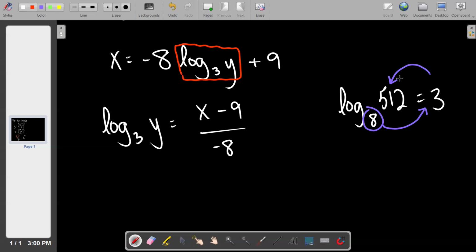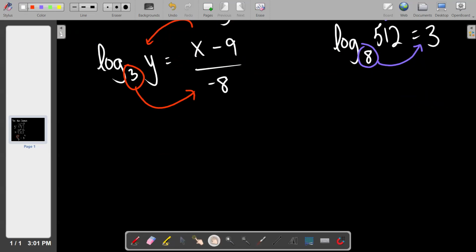And that's important because, like you said, we're going to take now and raise 3 to the power of this and set it equal to this. That's how we're going to free the y from its captivity, so to speak. So our final answer in this problem, believe it or not, it is done, is going to be to say that the inverse y is equal to 3 to the power of x minus 9 divided by negative 8.